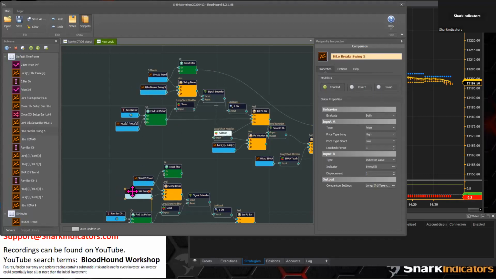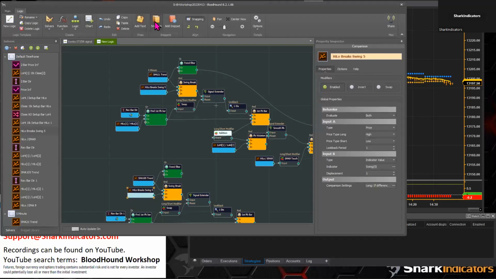But obviously if I go in here and change the swing strength, it's going to change the swing strength on both of those solvers. So just be mindful of that when you do that kind of consolidation.